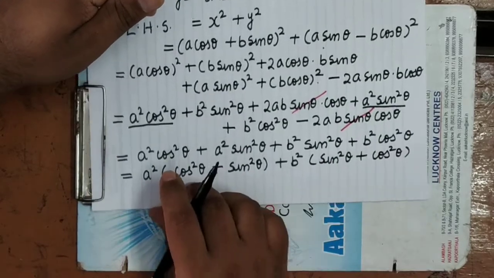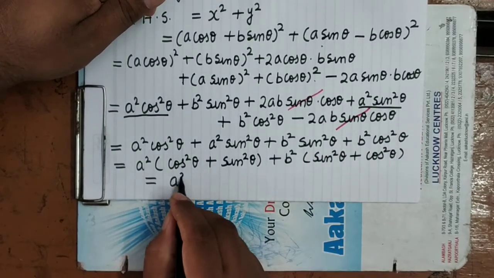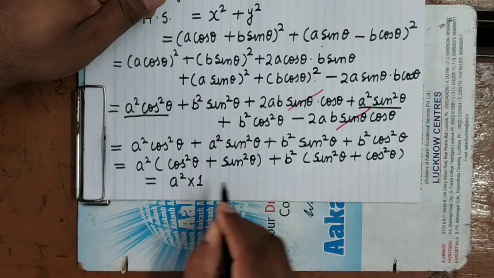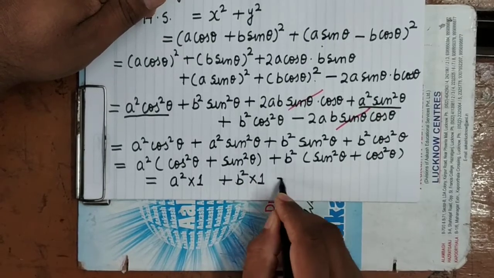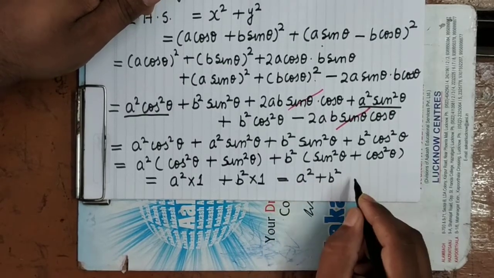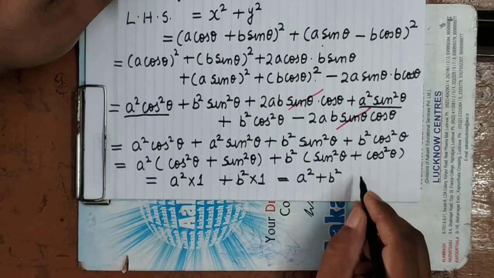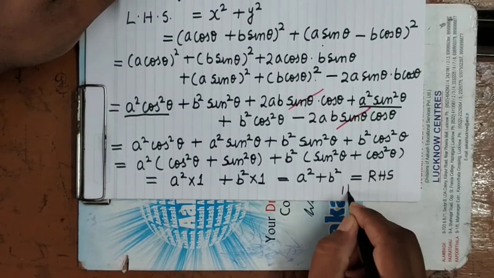And what is sin square theta plus cos square theta? That is equal to 1. So a square into 1 plus b square into 1. So it will be equal to a square plus b square. It's clear? This is equal to RHS. Hence proved.